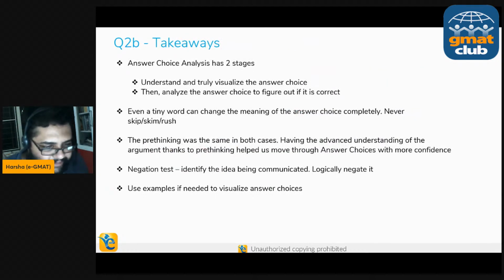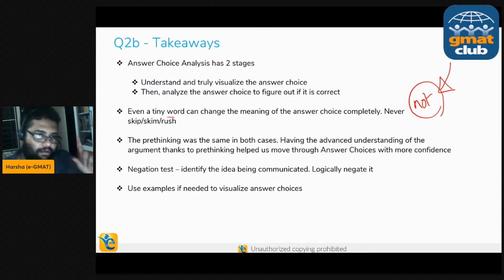Quick takeaways from this. Again, even the tiny word: this option B in this particular version was correct except for this one word "not". Read it like a storybook, you're not going to catch this on the actual exam where you do not have a 2A version, right? The pre-thinking was actually the same, but because you understood the argument at that level, in the answer choice analysis you didn't have to rethink things. Otherwise, if answer choice analysis is all there is to solving a CR argument, you'd have to do a lot of analysis again to answer this question.